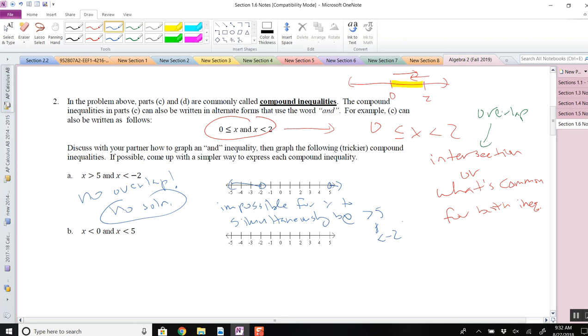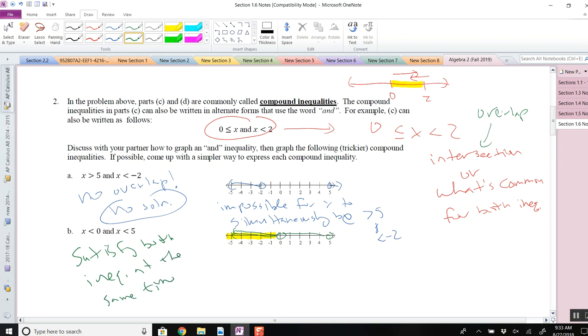Just can't happen. Now in this case, I'll do green so it stands out a little bit. You have 0 and you have 5. So you're going less than 0 and you're also going less than 5. Now in this case, my overlapping region is right there. Because I have the word and, we have to simultaneously satisfy both of these. So you must satisfy both inequalities at the same time because you have the word and.